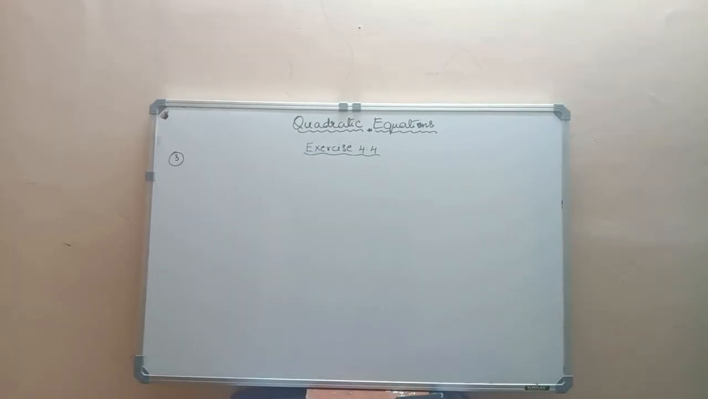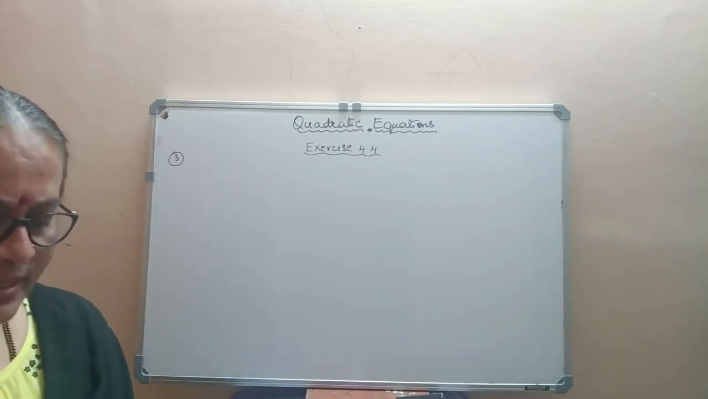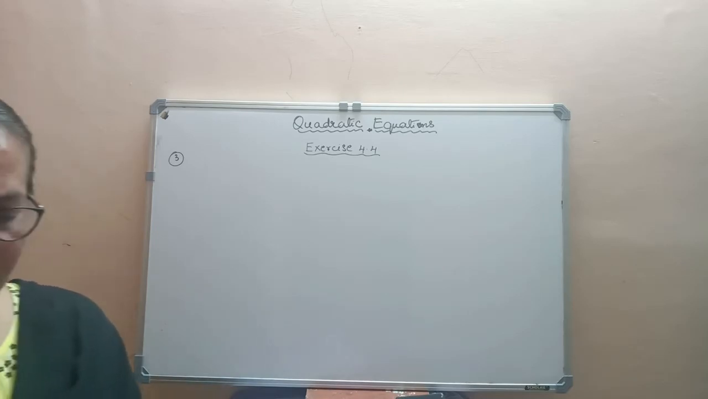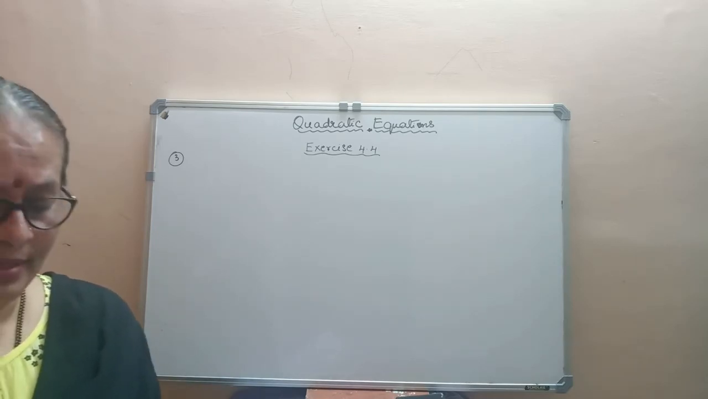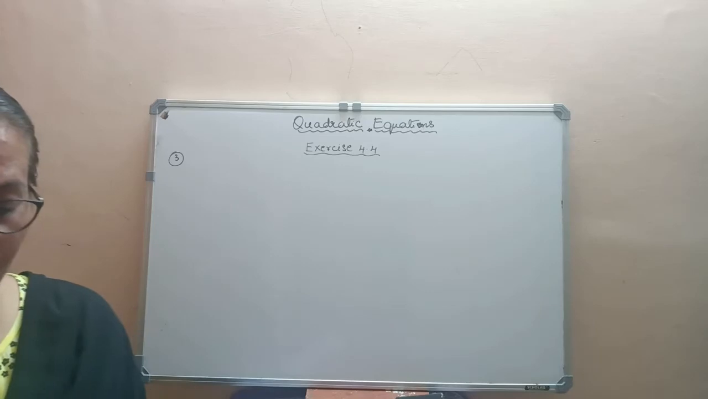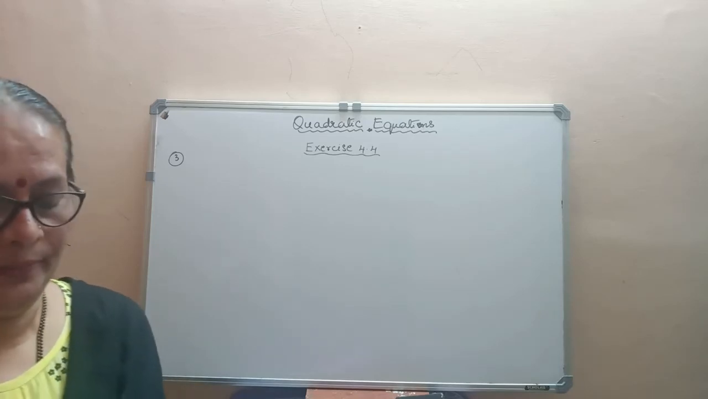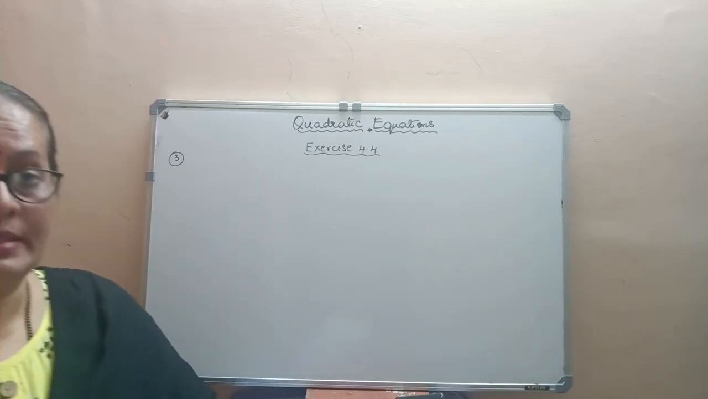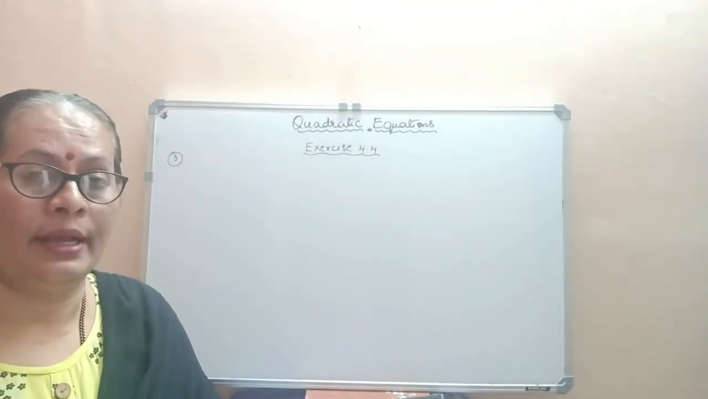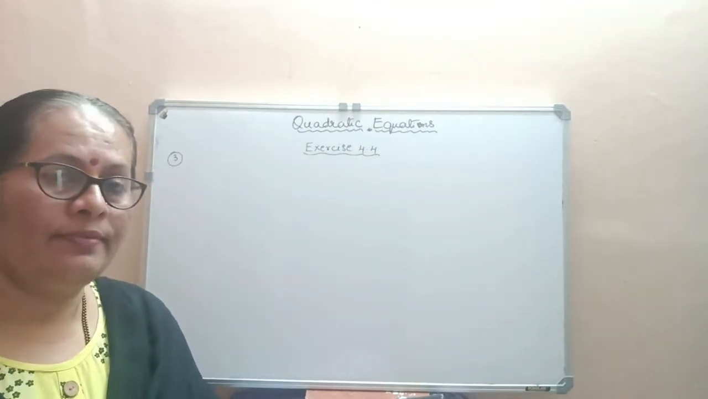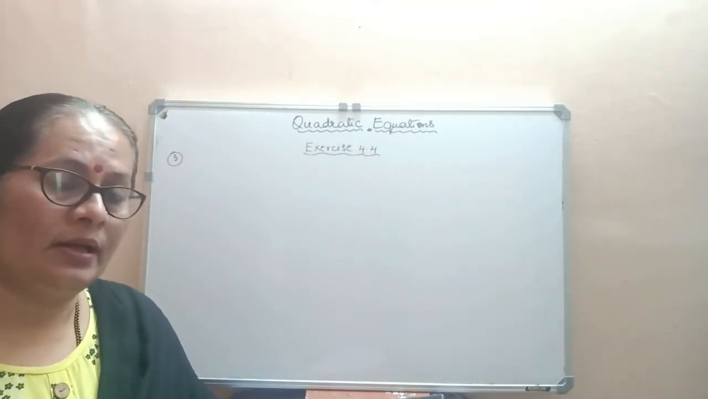Let us move to the third sum. Is it possible to design a rectangular mango grove whose length is twice its breadth and the area is 800 meters square? If so, find its length and breadth. Is it possible to design a rectangular mango grove? How will you find out whether it is possible or not?